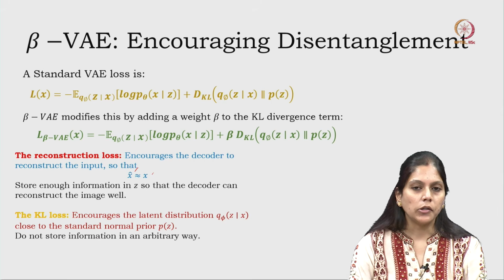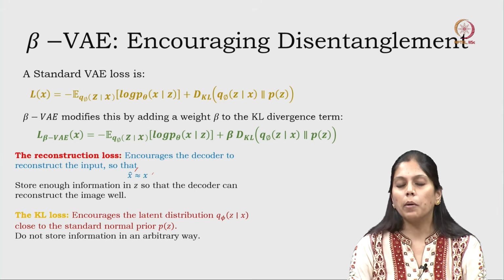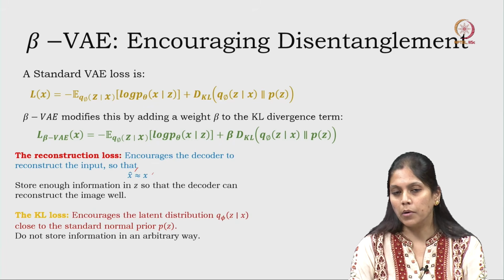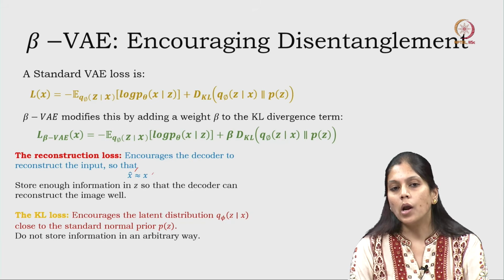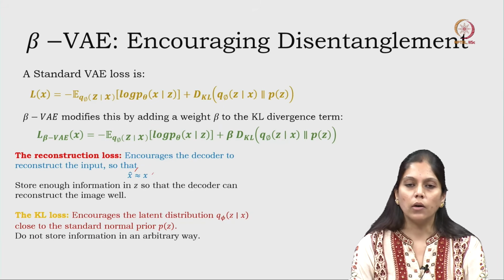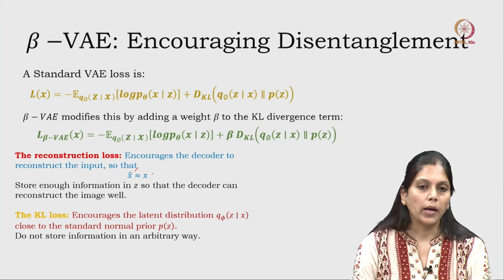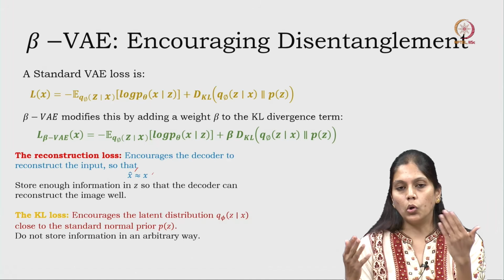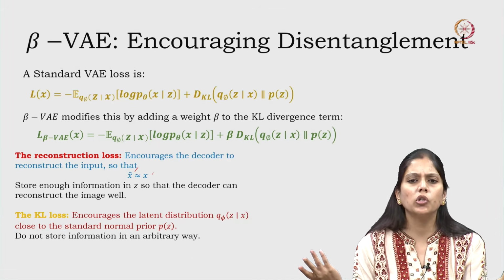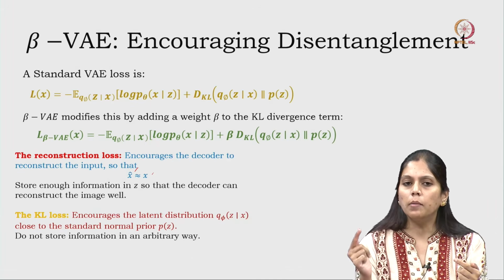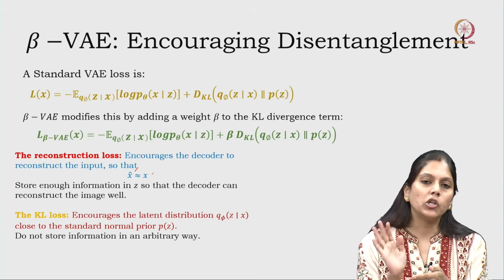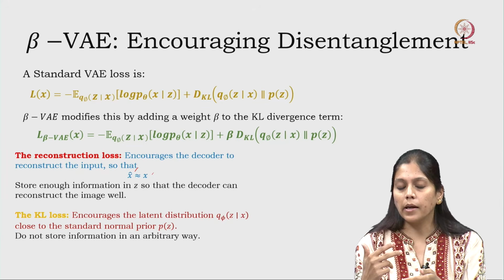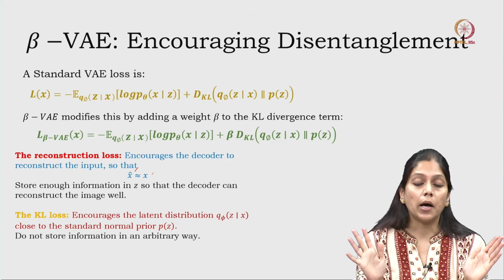It always encourages the encoder distribution to remain closer to the prior distribution. That is what the second term, KL divergence, says. Which means do not store the information in an arbitrary way. Why? Because if you store it in an arbitrary way, then definitely the difference between these two distributions will be very high. So one term is saying store enough information in Z so that I can reconstruct well. The second term is saying do not store the information in an arbitrary way.